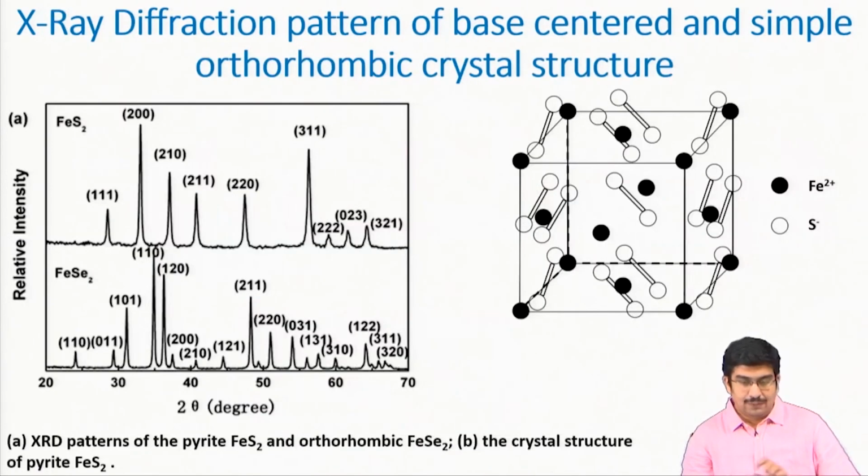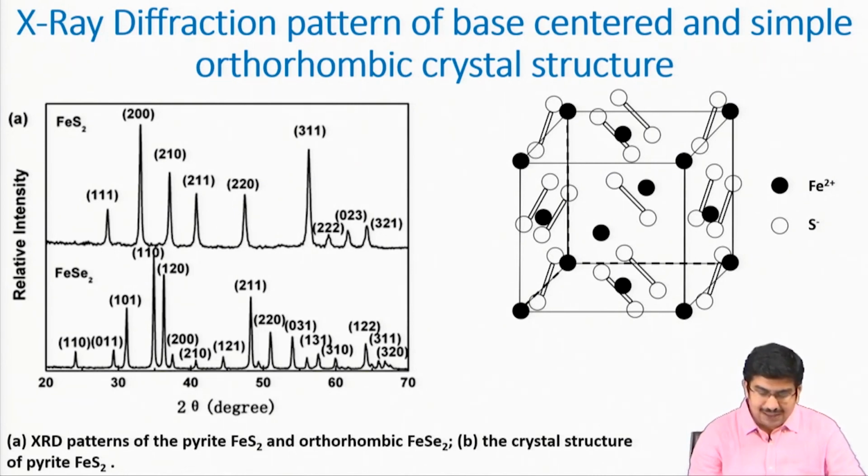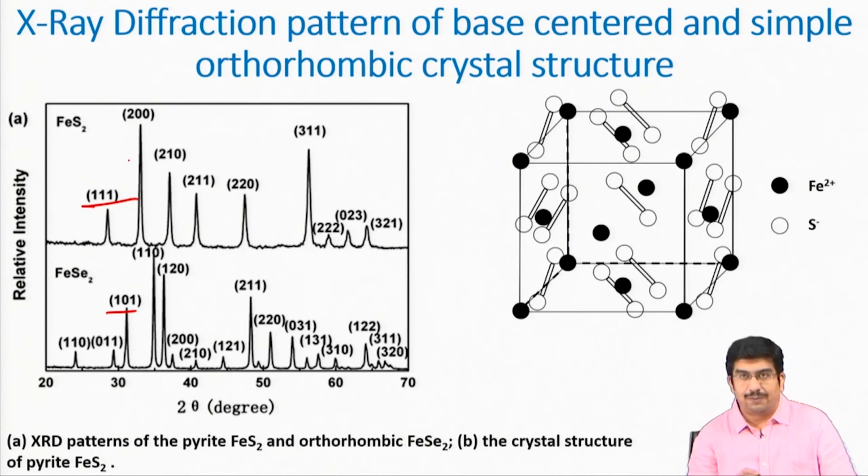Now, if we compare the X-ray diffraction pattern from a base centered and a simple orthorhombic, it will become much clearer. The base centered one is given here, and I think the simple orthorhombic is this one. The bottom one is simple orthorhombic. The examples are iron sulfide and iron selenide. Iron sulfide has a base centered orthorhombic crystal structure, whereas iron selenide has a simple orthorhombic crystal structure.